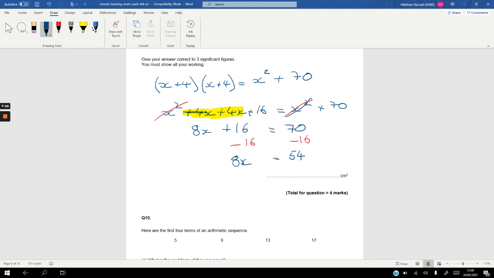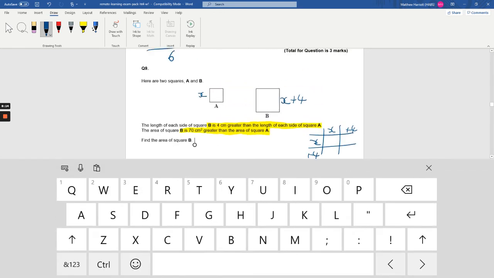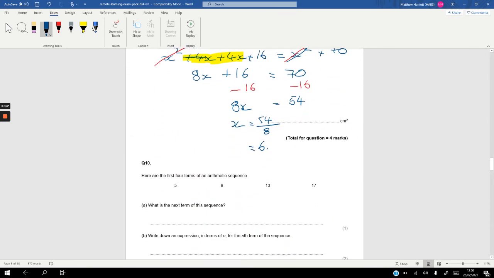Now, from this point, x is 54 divided by 8, which gives me 6.75. Okay, 6.75 centimeters for that question.